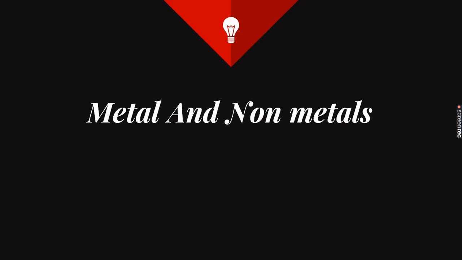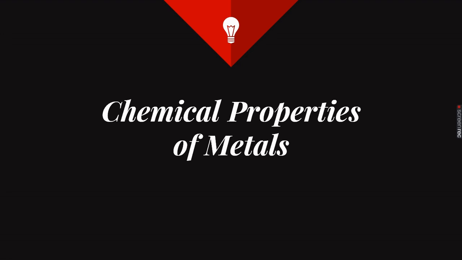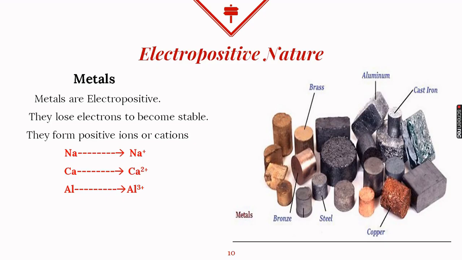In this video, we are going to study the chemical properties of metals and nonmetals. We'll start with the chemical properties of metals. Metals are electropositive in nature, which means that to become stable, they lose electrons and form cations. So here in these metals, they have lost 1, 2 or 3 electrons and they have formed cations.